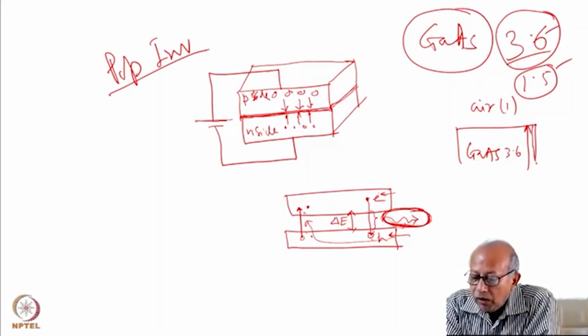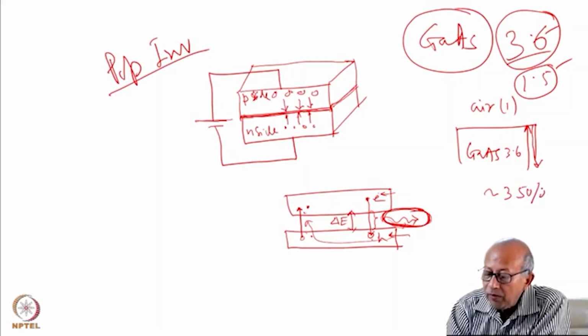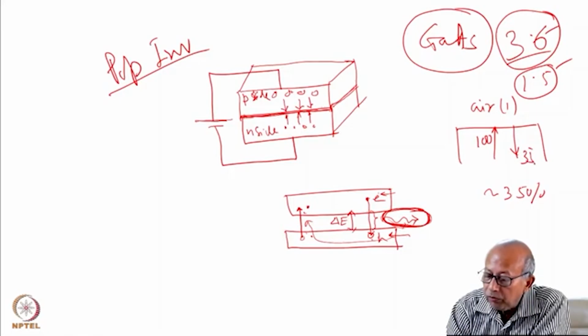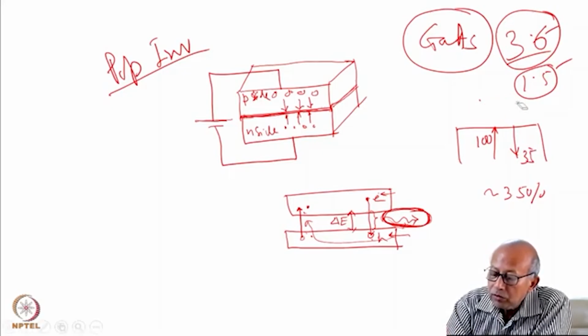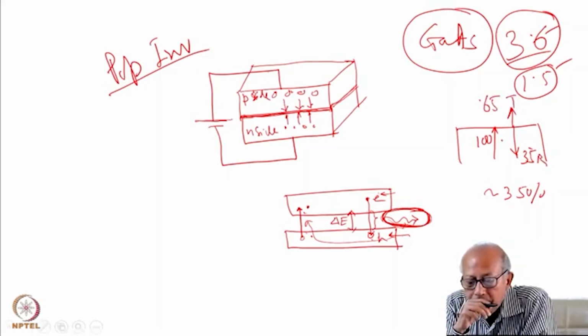The percentage of light that reflects back is the Fresnel reflection, which in this particular case can be shown to be approximately 35%. That means if 100 photons shine onto it, 35 photons will be reflected, and so 65 photons will be transmitted. This will be reflected, this will be transmitted.